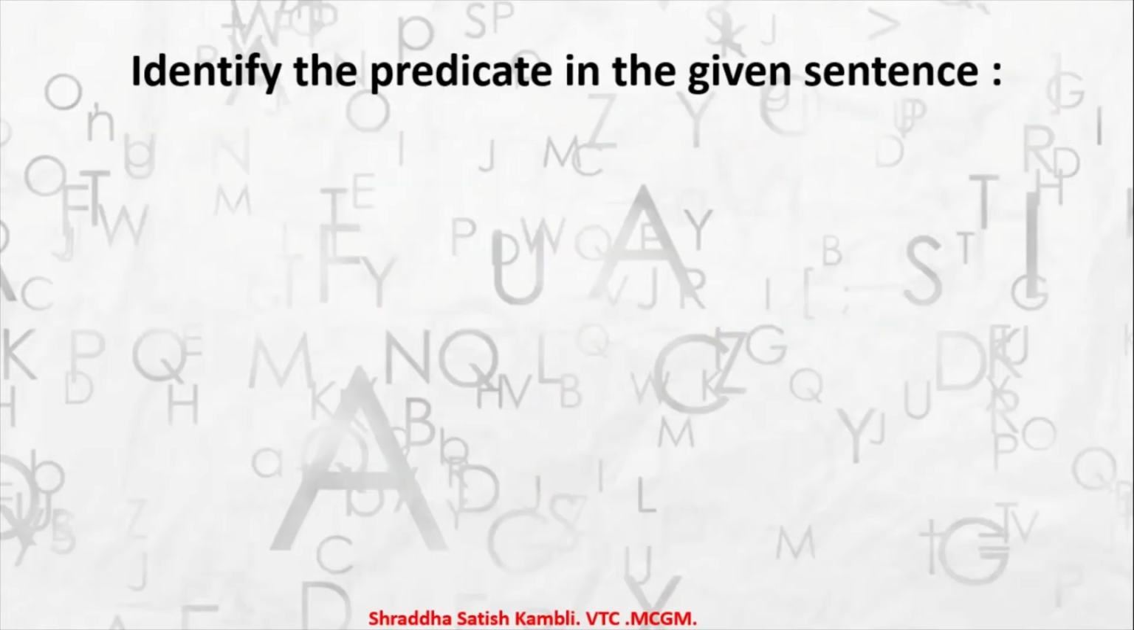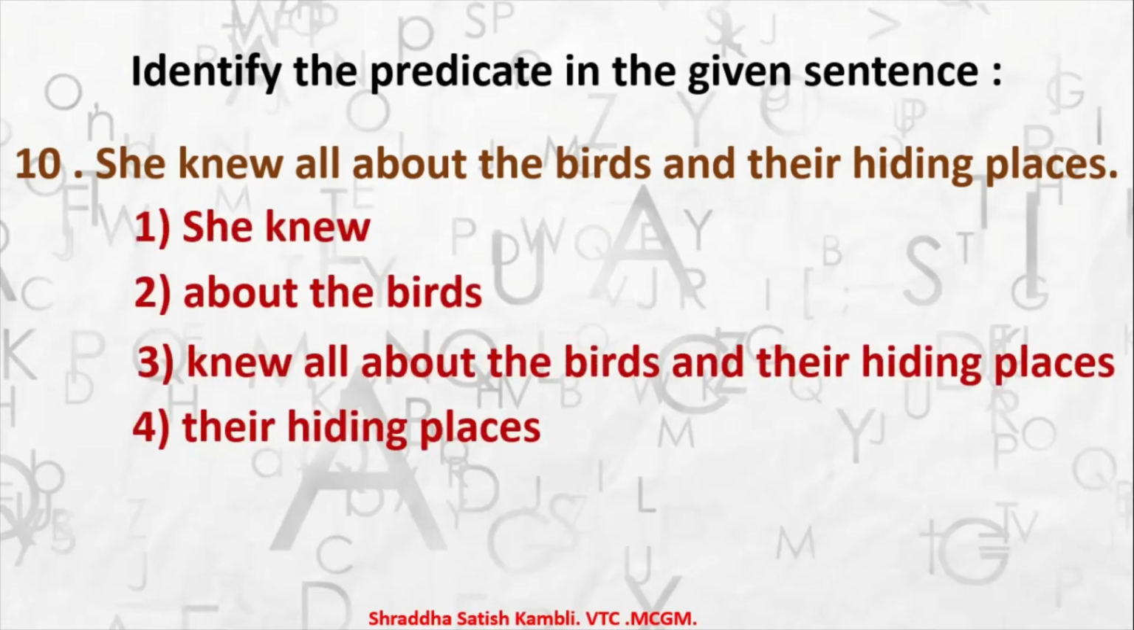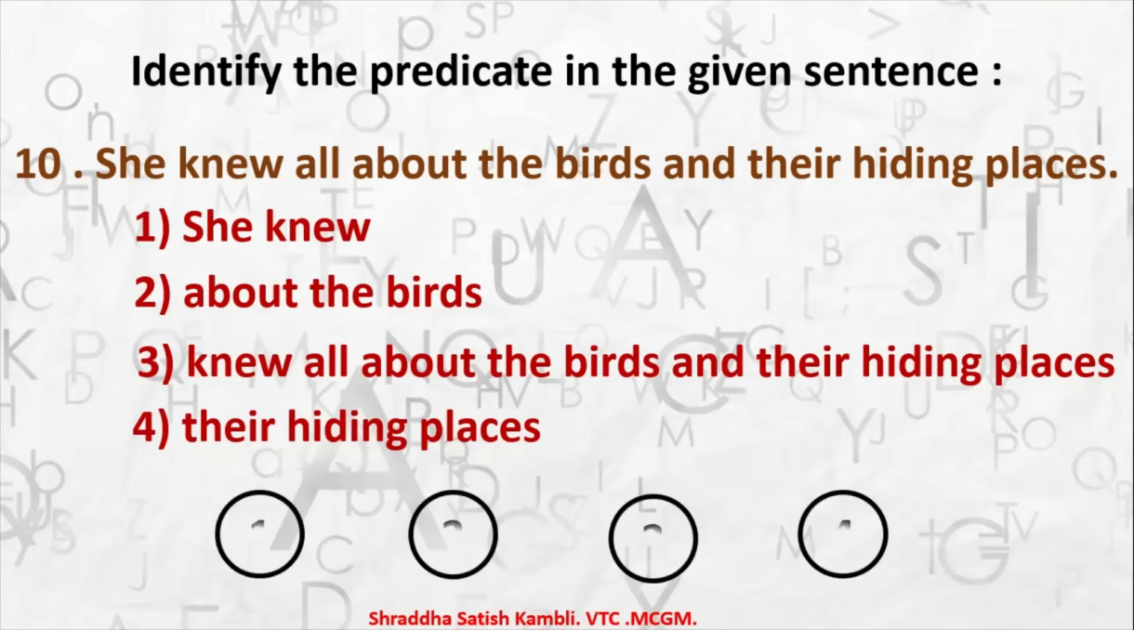Coming to the last example in this pattern, question 10 in this video. She knew all about the birds and their hiding places. Come on, pick up the predicate. Is it she knew? Is it about the birds? Is it knew all about the birds and their hiding places? Or simply the hiding places? What is the correct answer, children? It is the third one. She is the subject here, and what did she do? She knew all about the birds and their hiding places is the predicate. So this was pattern 2, children.